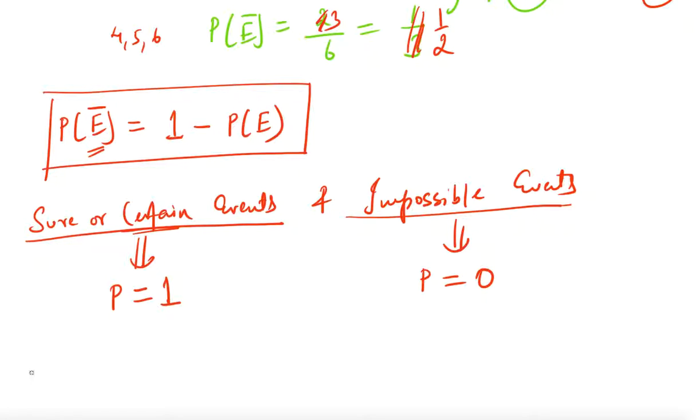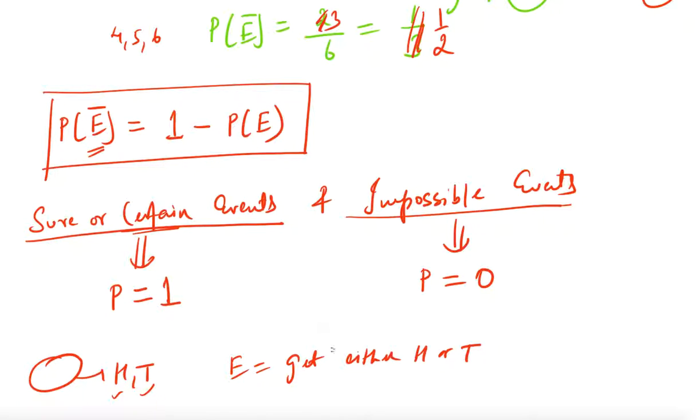Say, for example, if I am tossing a coin, I know that the possibilities are head and tail, right? So if I ask you, my event is to get either head or tail. Now you know that I can get only head or tail, there is no other possibility. So this event will be considered a sure event with a probability equal to 1, right?